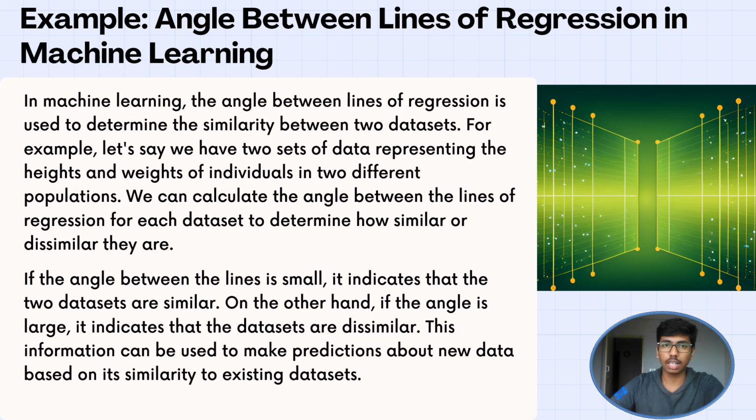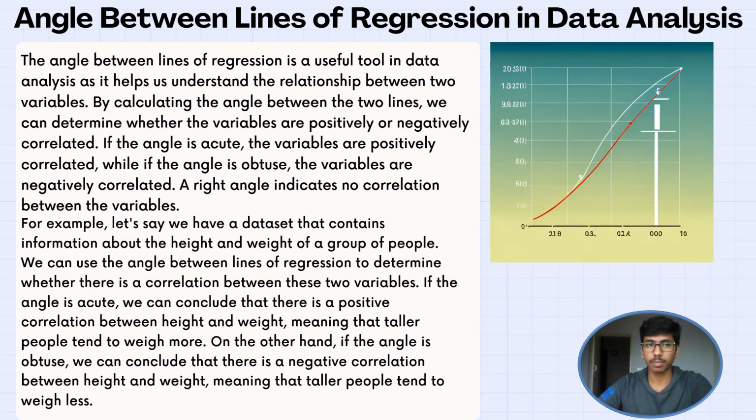Let us consider another example on lines of regression in machine learning. The angle between lines of regression is used to determine the similarity between two datasets. For example, let us say we have two datasets representing the heights and weights of individuals in two different populations. We can calculate the angle between the lines of regression for each dataset to determine how similar or dissimilar they are. If the angle between the lines is small, it indicates that the two datasets are similar. On the other hand, if the angle is large, it indicates the datasets are dissimilar. This information can be used to make predictions about new data based on its similarity to existing datasets.